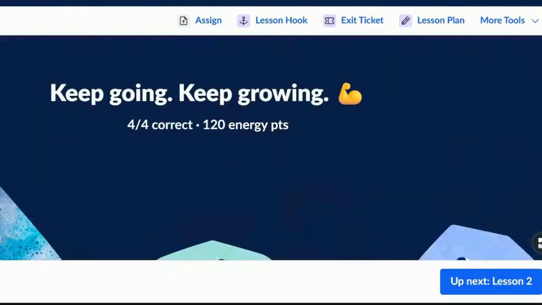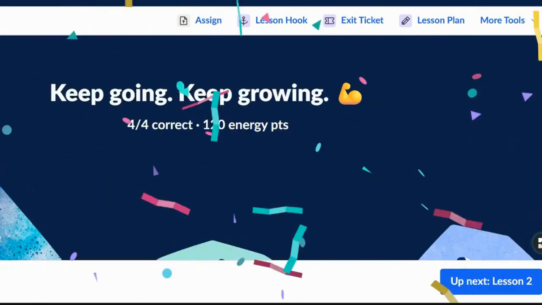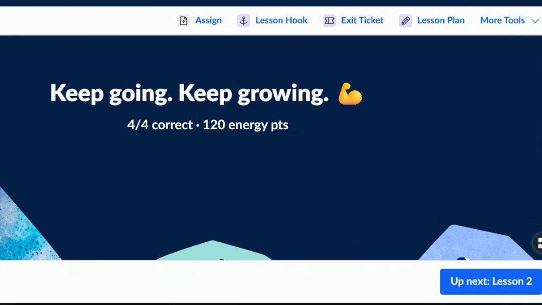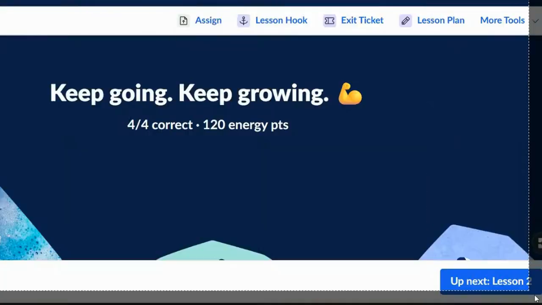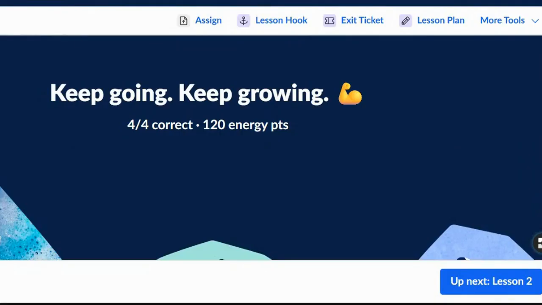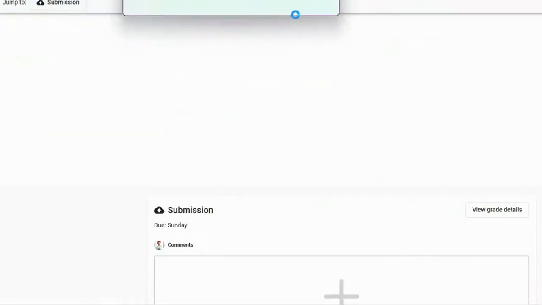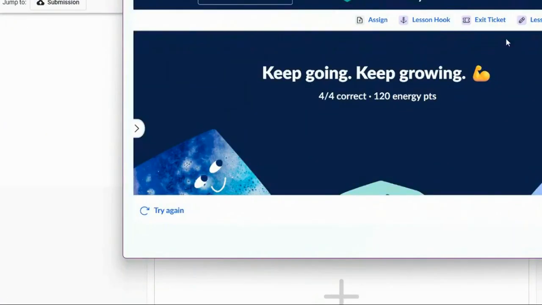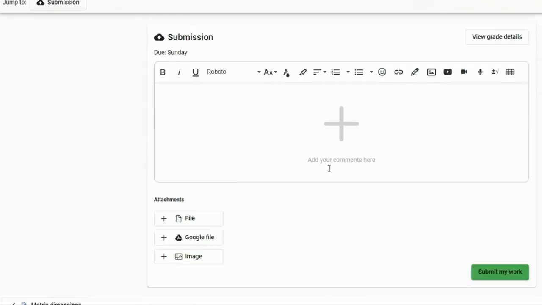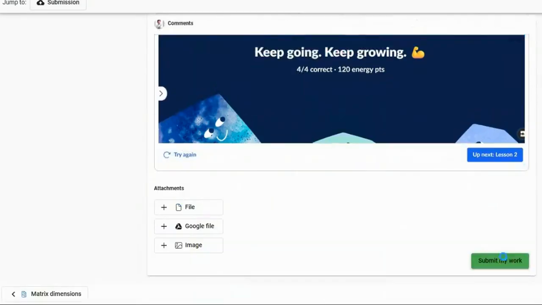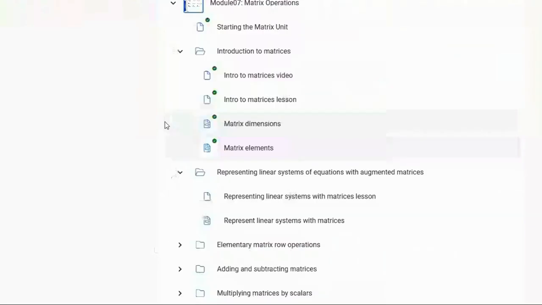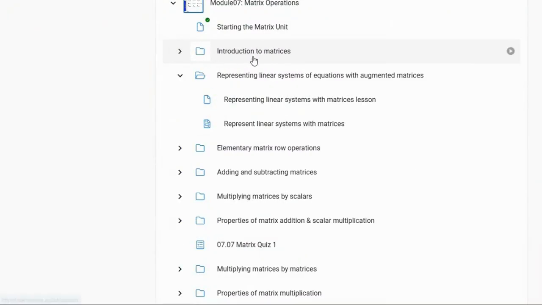Show summary. Yay, confetti once again. Okay, I'll take my screenshot. Go down here. Yeah, thank you for the screenshot. Make sure you haven't muted it. Submit my work. If it's not working... Okay, that gets the intro to matrices folder. We're done with this folder.